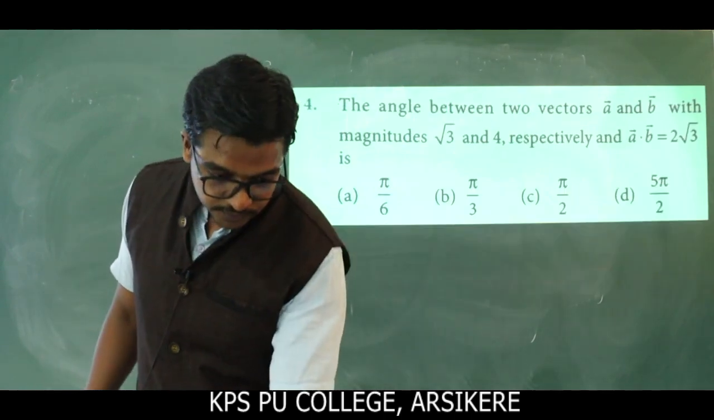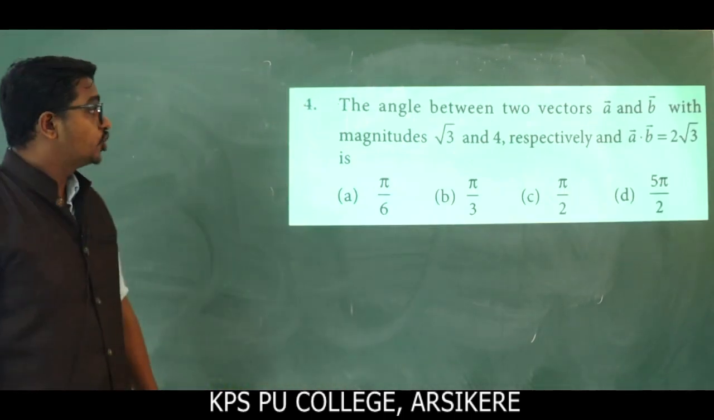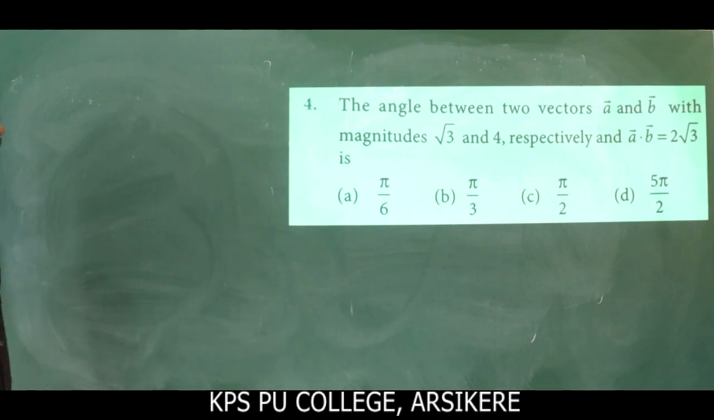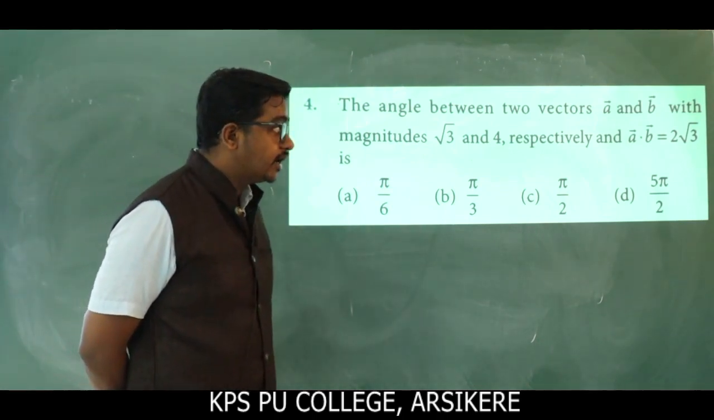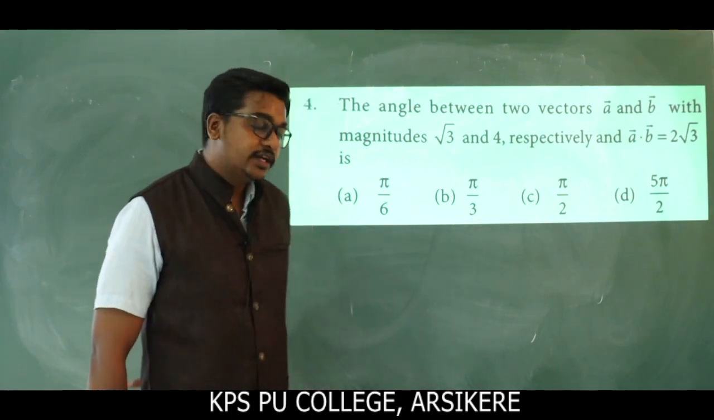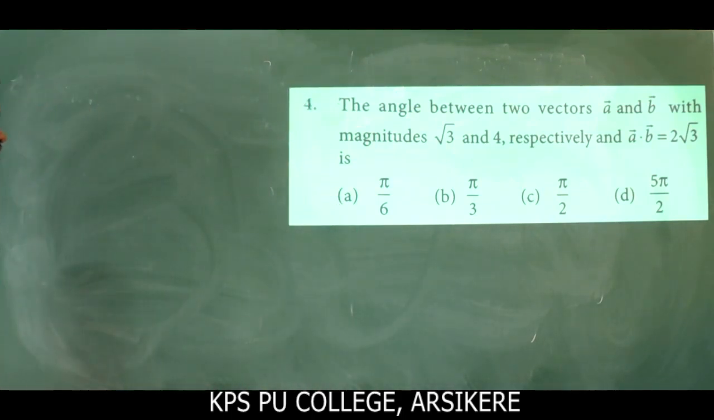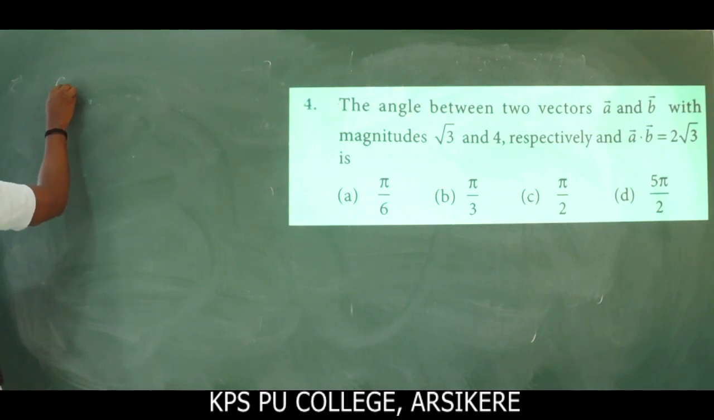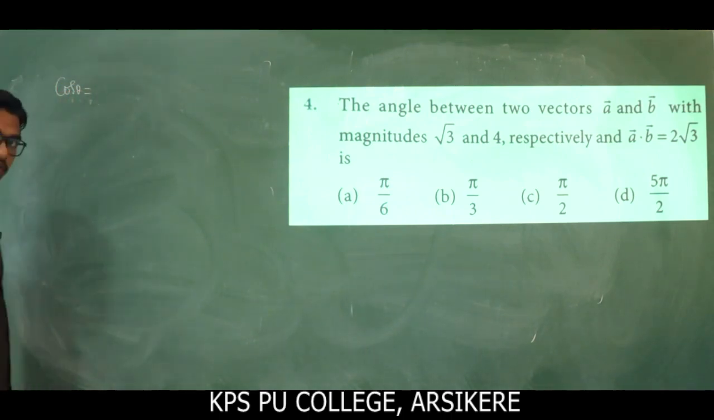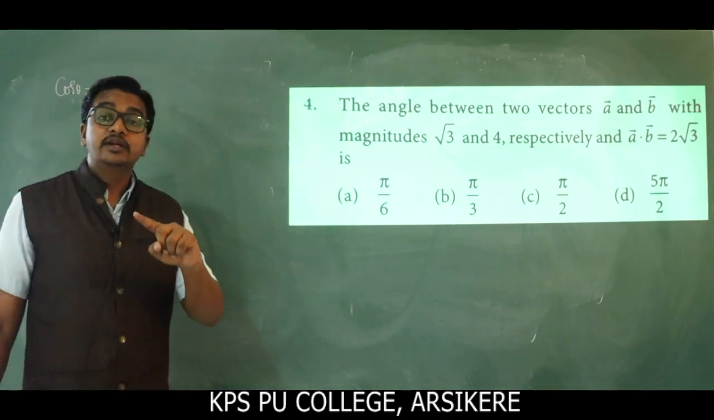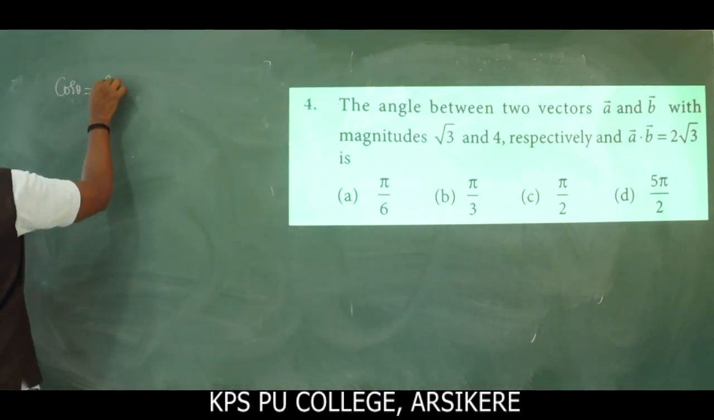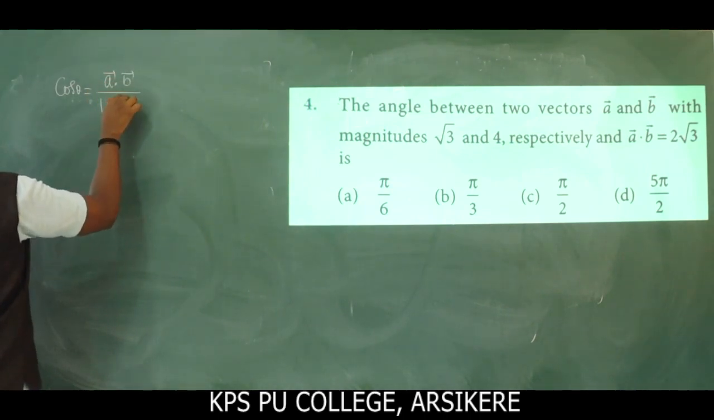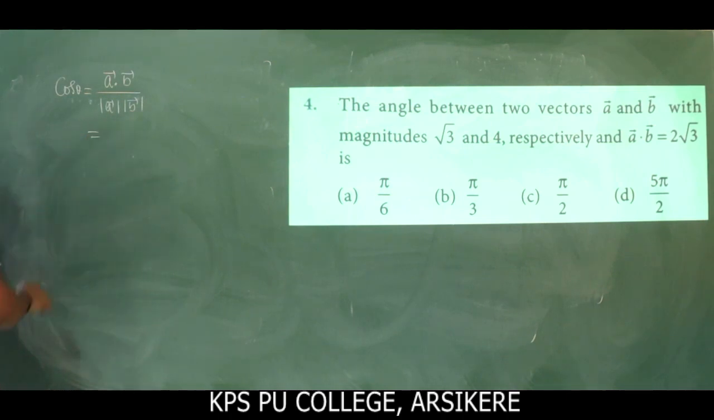The next question. The angle between the two vectors A and B with magnitudes root 3 and 4 respectively, and A dot B is equal to 2 root 3. So we have the formula for the angle between two vectors. When they give the dot product, always go with cos theta. When they give the cross product, then we use sin theta. This is cos theta is equal to vector A dot vector B divided by magnitude of vector A into magnitude of vector B.